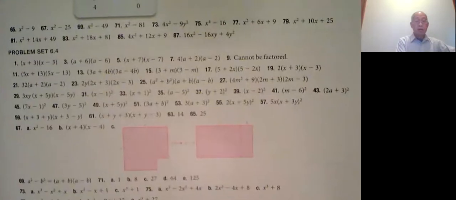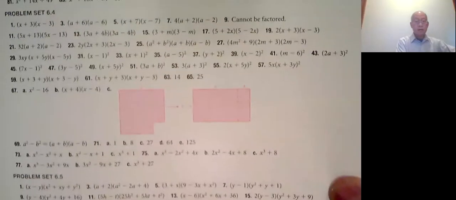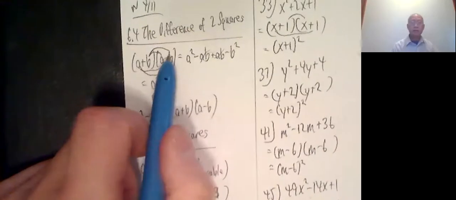6.4. See right there. Pretty much should be it. Okay. So we're doing something today called the difference of two squares. I alluded to it a little bit last time.